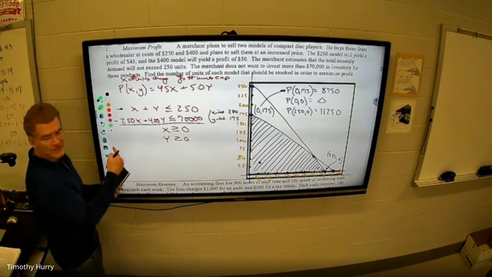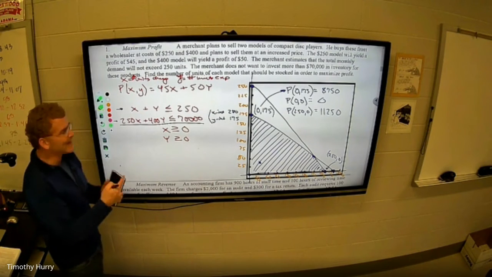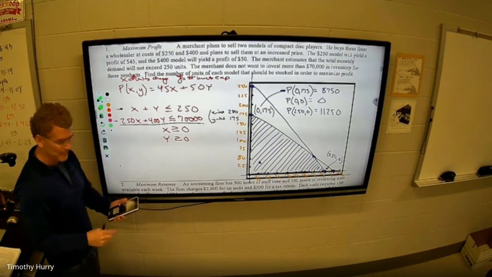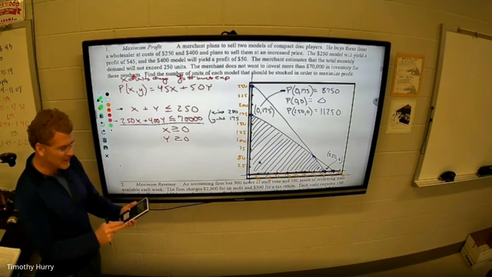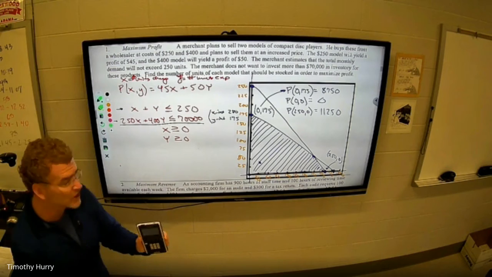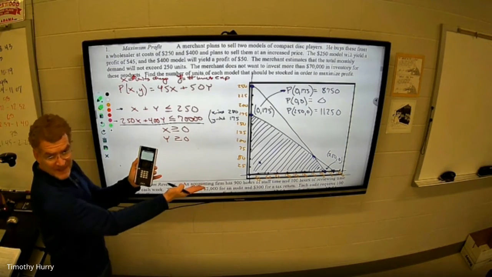So right here, let's just say you had a calculator. I can graph that, right? So I'm going to turn it on. I'm going to go to my graphing page. I'm going to delete out everything else that was there. I am going to change my window to reflect that because I want to see this intersection.